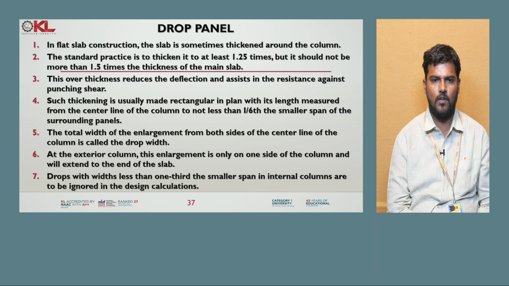Such thickening is usually made rectangular in plan with its length measured from the center line of the column to not less than 1/6 the smaller span of the surrounding panels. The total width of the enlargement from both sides of the center line of the column is called its drop width. At the exterior column, the enlargement is only on one side of the column and it will extend to the end of the slab. Drops with widths less than 1/3 the smaller span in internal columns are to be ignored in the design calculations.